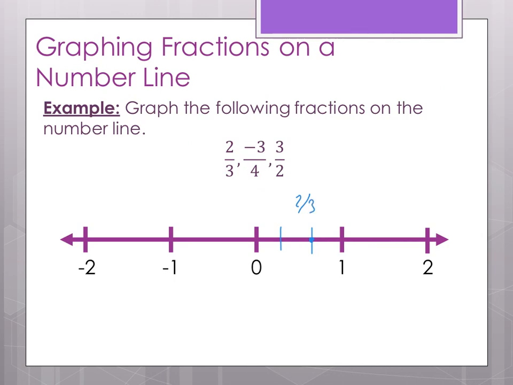Our next example is -3/4. Now we're negative here, so we're going to be moving to the left of 0. Since our denominator is 4, this first whole from 0 to -1 needs to be broken into 4 parts. So I'll break that up into about 1, 2, 3, and that will be my 4th part. So this whole from 0 to -1 has now been broken into 1, 2, 3, 4 parts there.